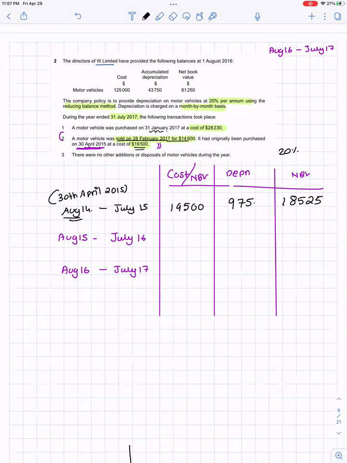Yes, where did you get 975 from? I purchased on 30th April, so 3 months depreciation: May, June, July. 19,500 into 20% into 3 by 12. Then I got net book value 18,525. 18,525 I bring over here. Depreciation 20%: $3,705.